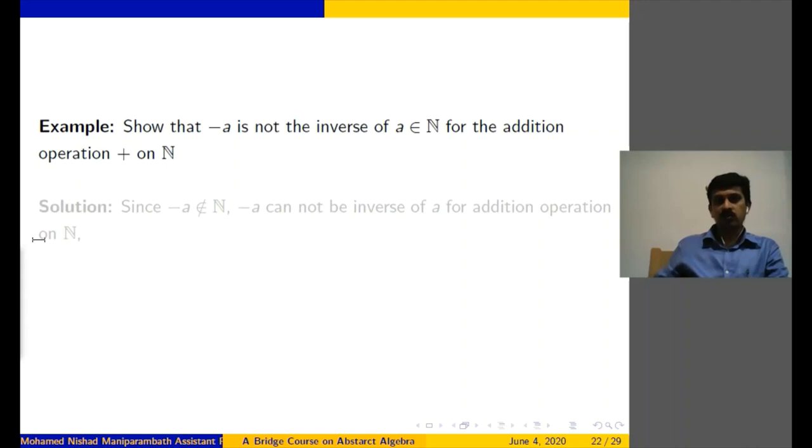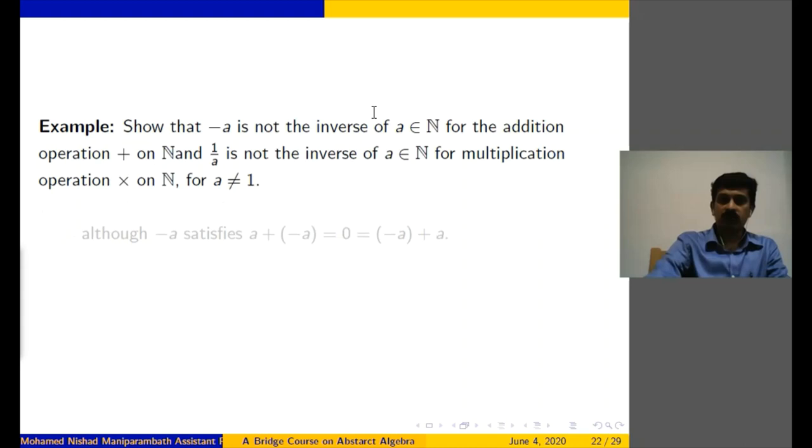Now show that minus A is not the inverse of A belongs to N, for here the set is restricted to natural numbers, for addition plus on N. And 1 by A is not the inverse of A belongs to N for the multiplication operation on N, for A not equal to 1. See, in N, only positive numbers are there. In the case of integers, negative numbers may be there, but in the natural number set, no negative number is available.